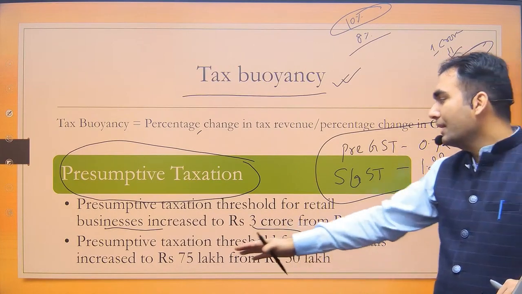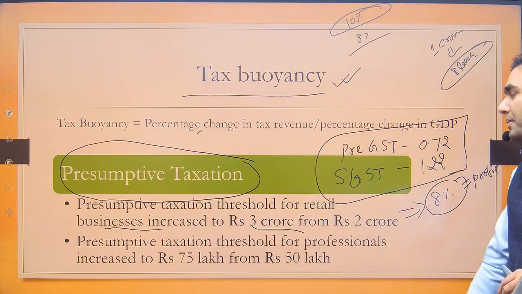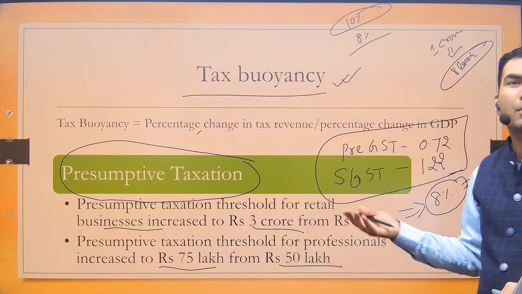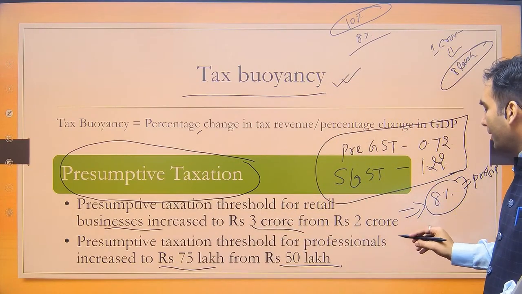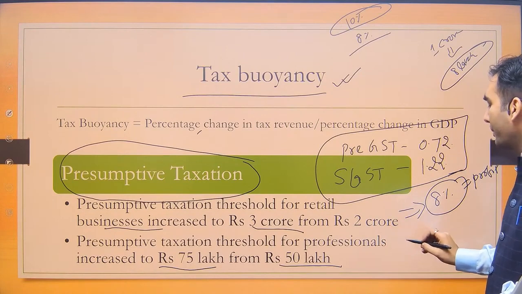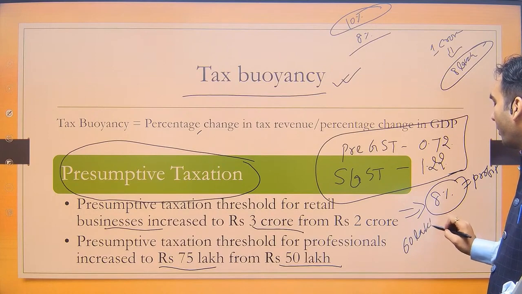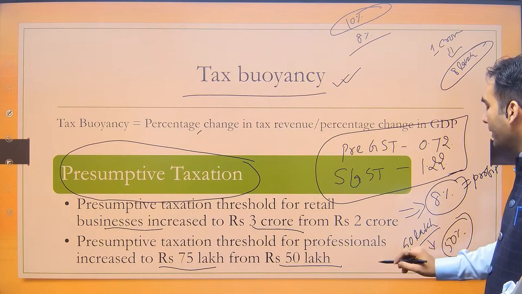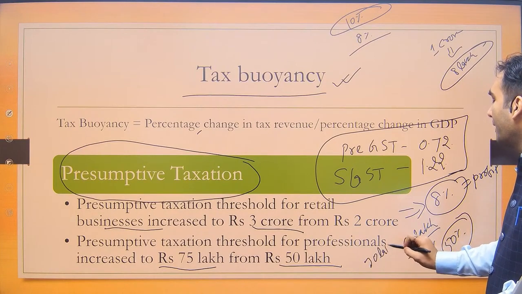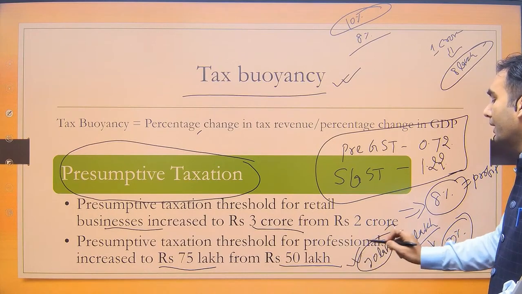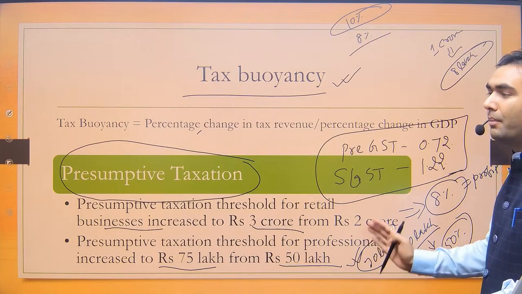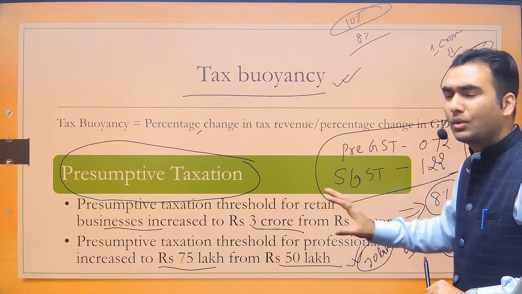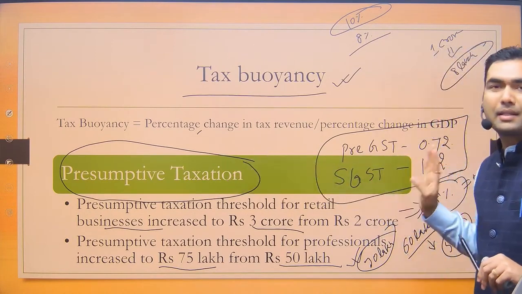Okay. Now the next is the case of individual professionals. The limit was earlier 50 lakh, which was increased to 75 lakh. So, for example, if a professional is doing a business of, say, 60 lakh rupees, the profit would be considered as 50%. So simply it would be presumed that his profit is 30 lakh rupees and he will have to pay income tax on this 30 lakh rupees only. He need not maintain books and accounts to show that his profit is 30 lakh. It is presumed. So that's why the nomenclature, presumptive taxation.